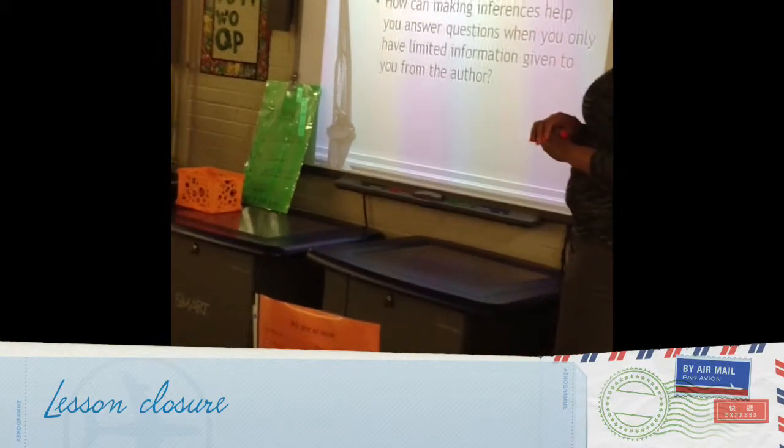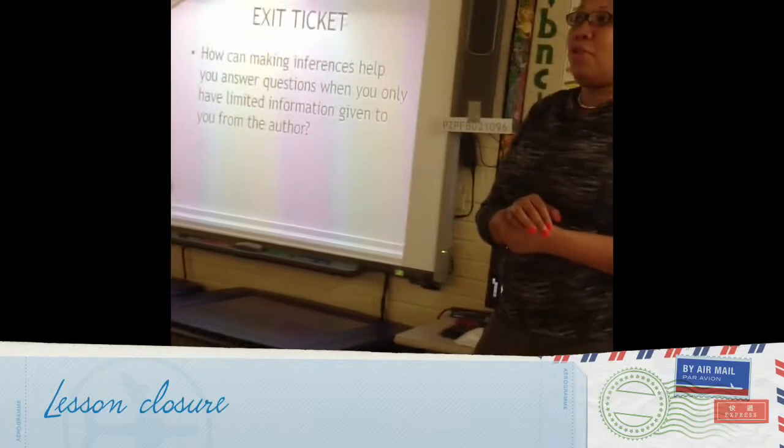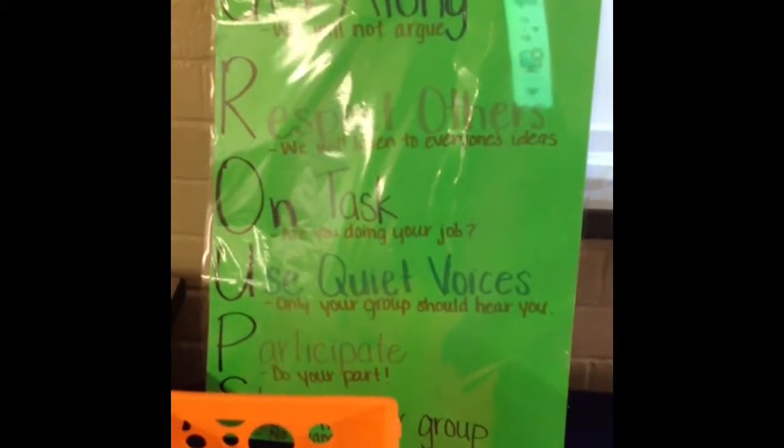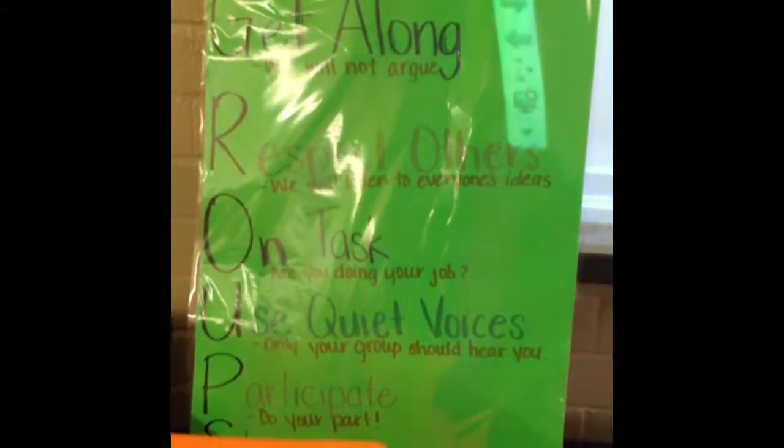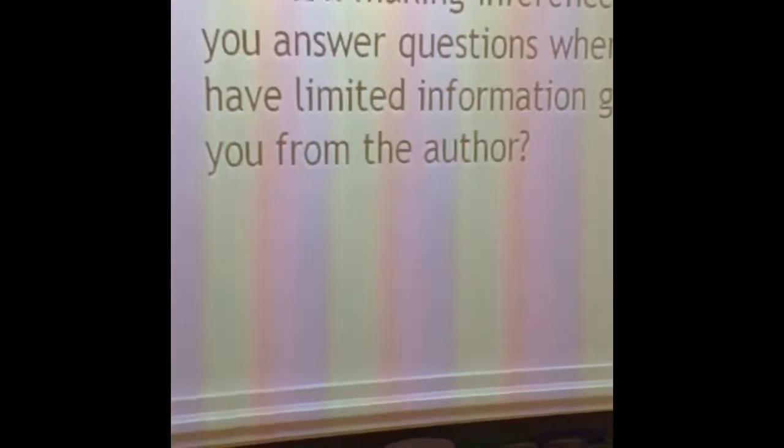This is your exit ticket question. It says, how can making inferences help you answer questions when you only have limited information given to you from the author? You have sticky notes in your buckets. Grab a sticky note. Everybody grab a sticky note quickly. Make sure your name is on it. And when you are finished answering the question, you will come put your sticky note back here on this table.